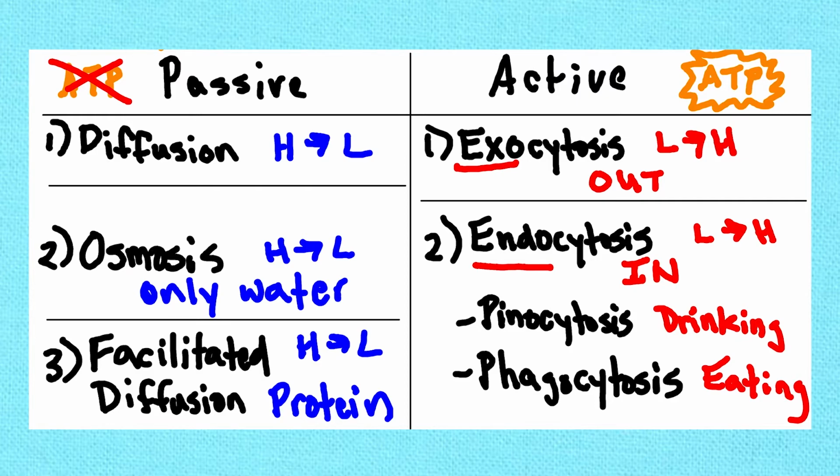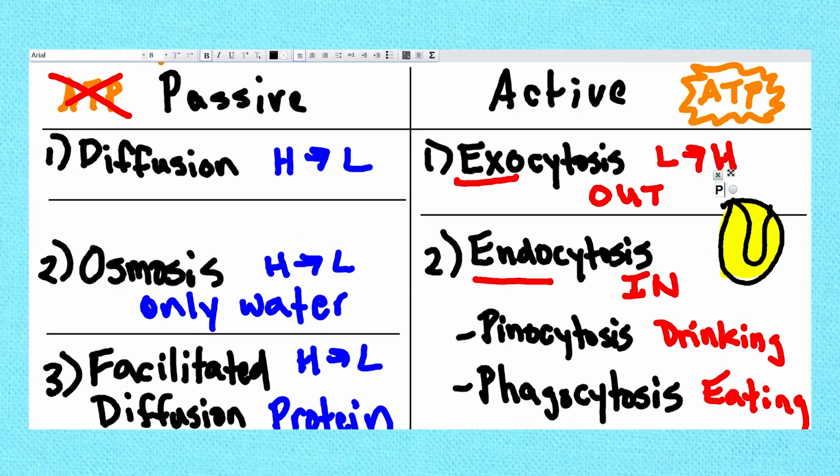Diffusion, osmosis, facilitated diffusion for passive, exo and endocytosis for active. You can have pino and phagocytosis as the 2 endocytosis parts, and every now and then our active transport will get helped out by our friend, the protein pump.